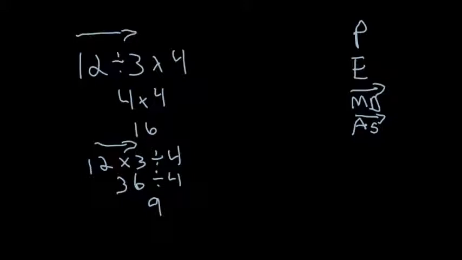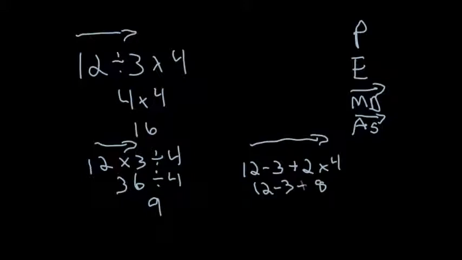So let's throw in an addition or subtraction in there. So we'll do 12 minus 3 plus 2 times 4. Alright, so when we look at this, we have to work left to right, and multiplication division becomes before addition and subtraction. So the first one we're going to get when we're going left to right is 2 times 4. 2 times 4 is 8. Rewrite what we have, 12 minus 3 plus 8.